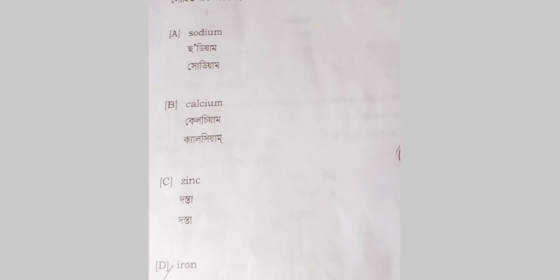Next question is 42. Hemoglobin molecule included inside the red blood cells contains, is it option A, sodium, B, calcium, C, zinc, or is it D, iron? The correct option is iron.